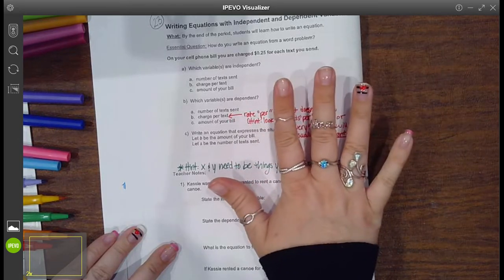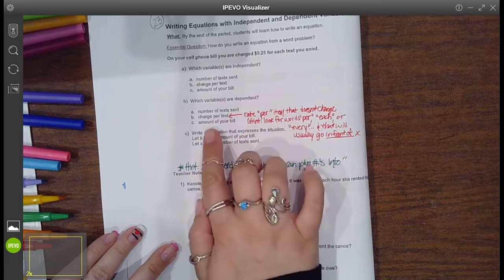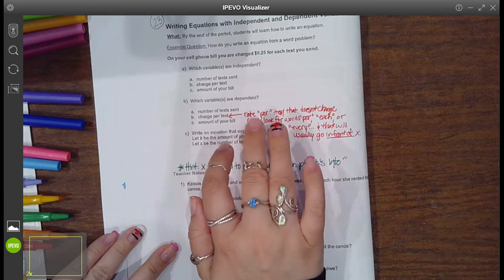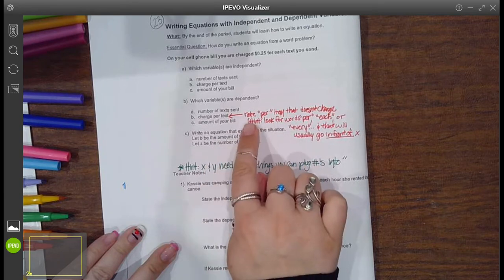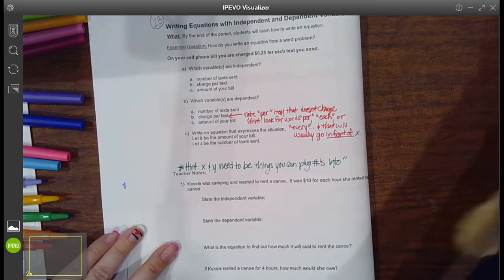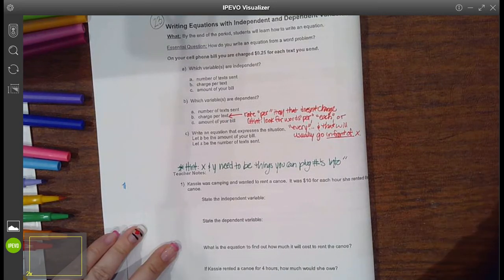So here's the hack that I'm going to show you. Right here, where it says the charge per text, that is not the independent or the dependent variable. That's known as your rate per item. It doesn't change. No matter what, you are always charged 25 cents per text, okay? You look for words like per, each, every, and that's going to give you the rate, which is the number that goes in front of your x, okay, in your equation that you're going to write.